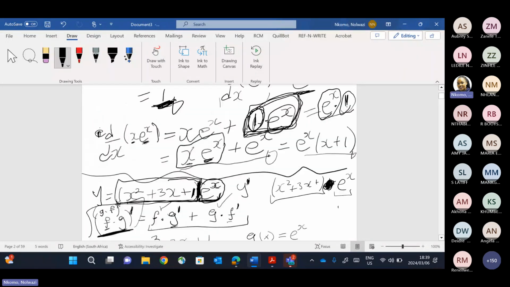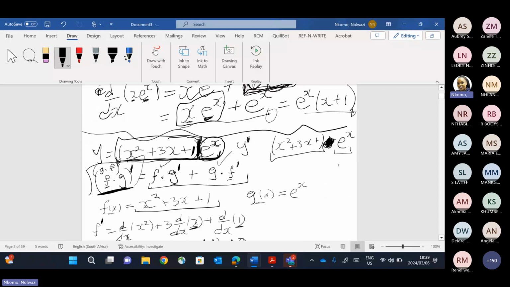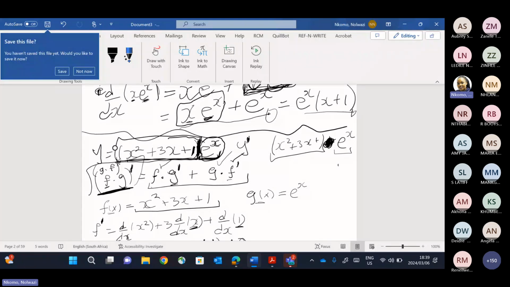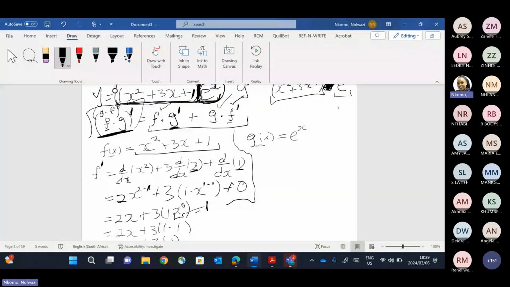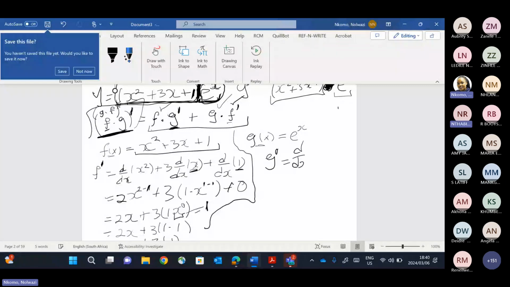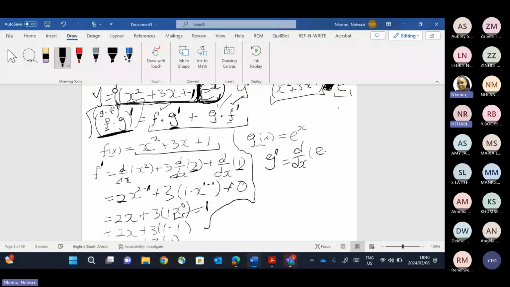Okay, now we have f prime, we have g, we have f. The next step is to solve for g prime. Okay, we can solve for g prime from g by differentiating g. So you say g prime is equal to the derivative of e to the power x.